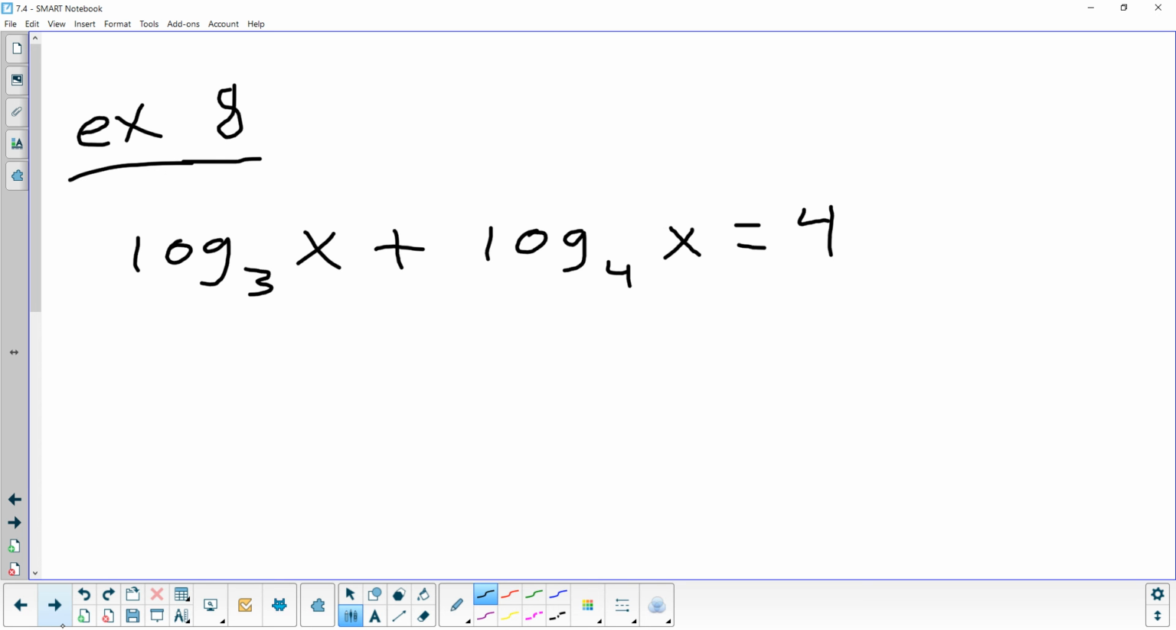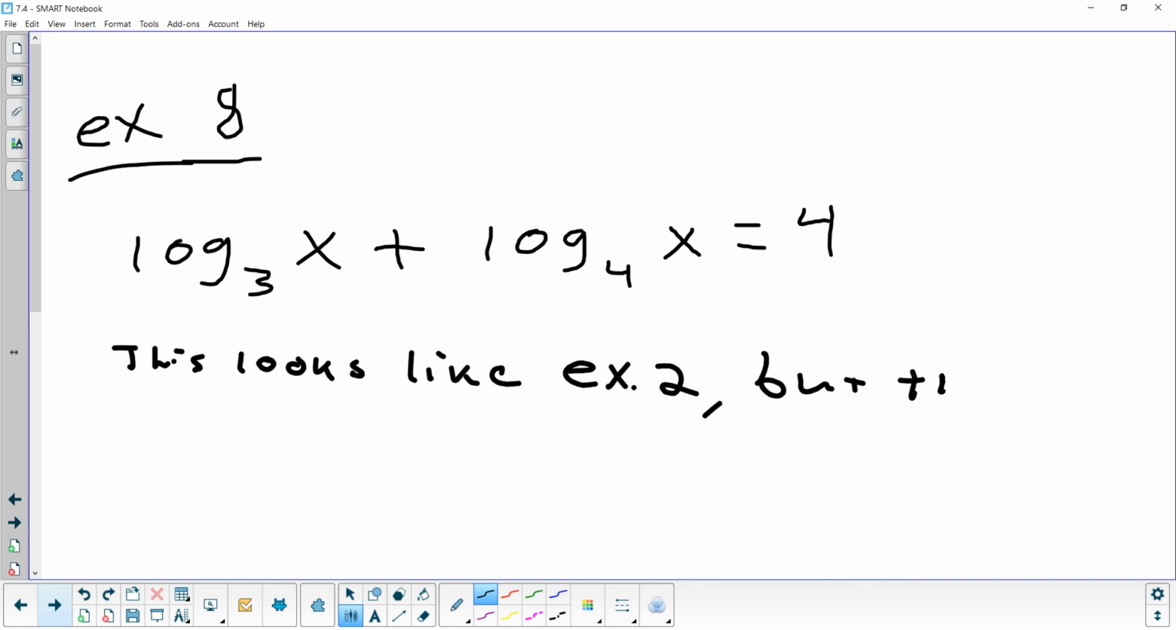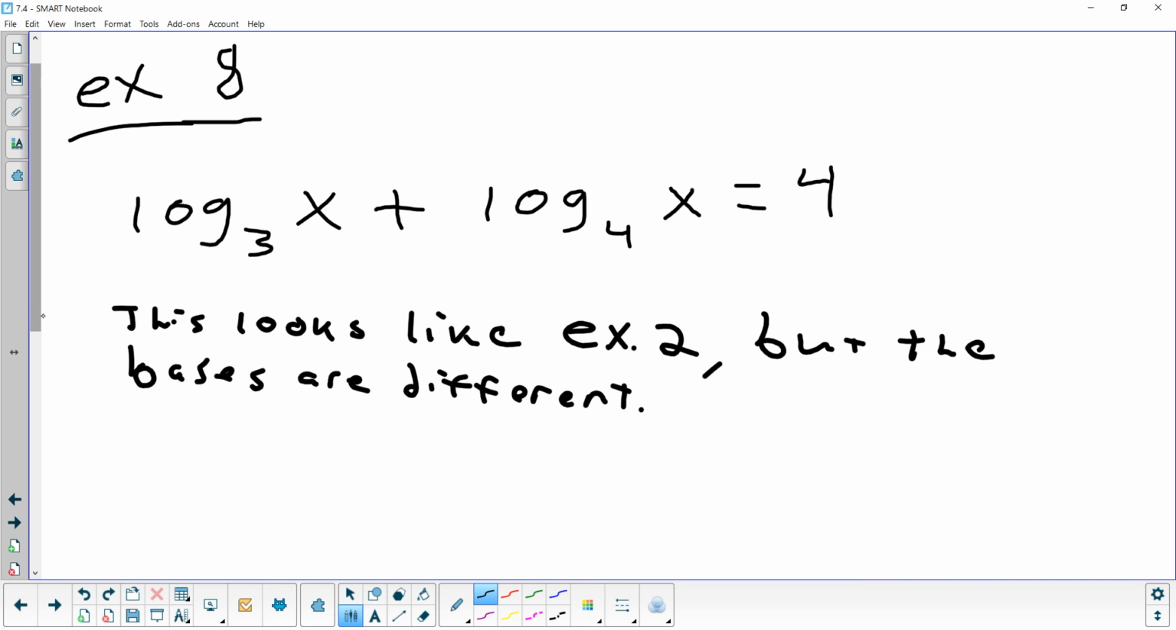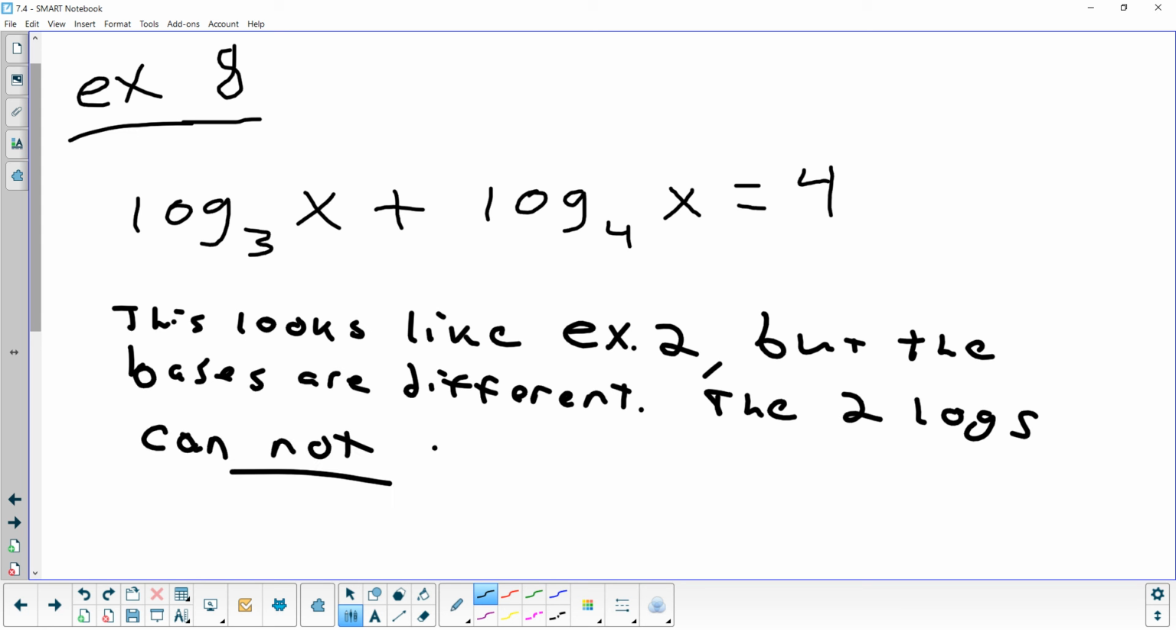So this looks like example 2, but the bases are different. Because the bases are different, we can't combine this the way we did before. Okay, so this looks like example 2, but the bases are different. The two logs cannot be combined. And that's what I wanted to make sure that you noticed.